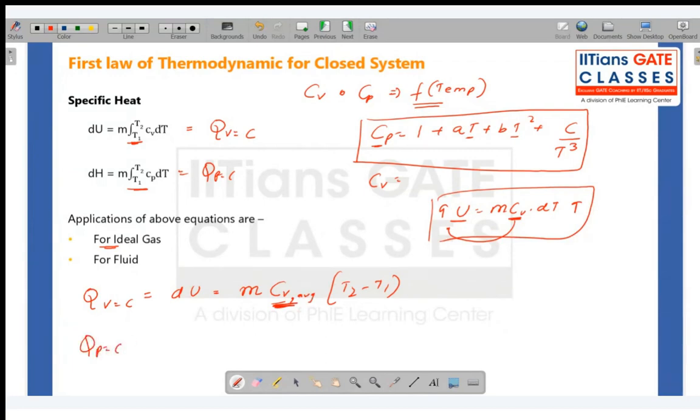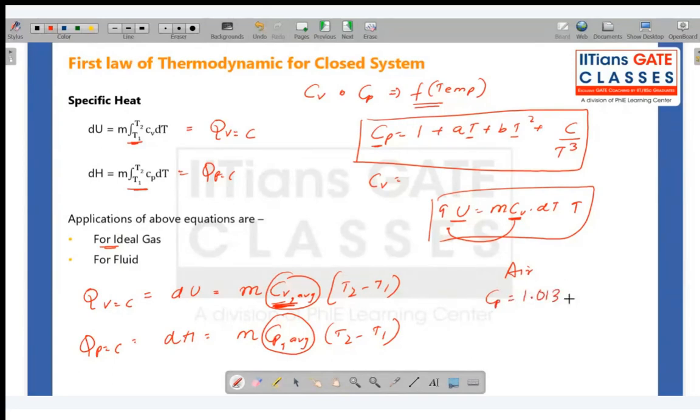Okay. Similarly, heat transfer at constant pressure is equal to dH is equal to m Cp average (T2 minus T1). So whatever values you get in your exam for Cp and Cv, those are average values. For example, for air, we take Cp is equal to 1.013, I think, if I am correct, kilojoule per kg Kelvin. Cv is equal to 0.718 kilojoule per kg Kelvin. But are these fixed? No, they depend on temperature. Actually 1.005, yeah, I think that is more correct. But it's an approximate value.